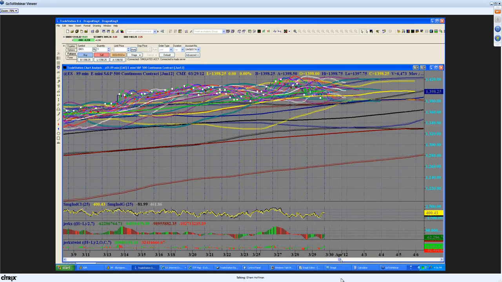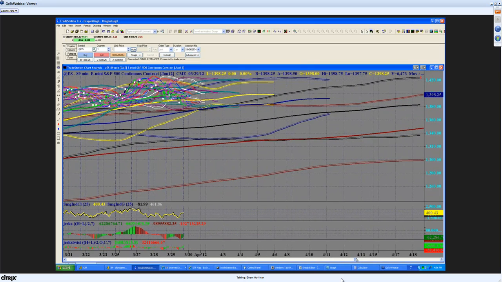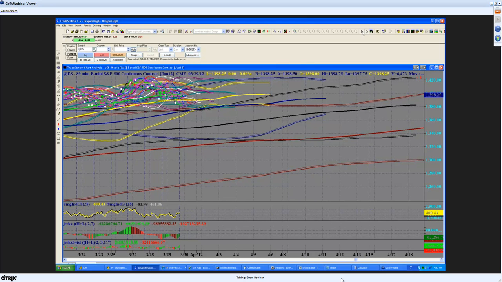So right now on the S&P, what I see for the next week is that basically we're going to be bounded.